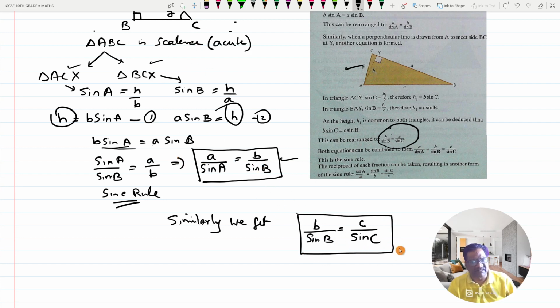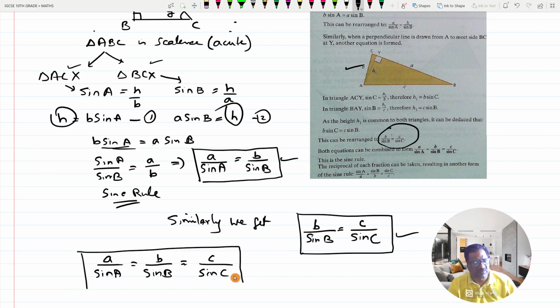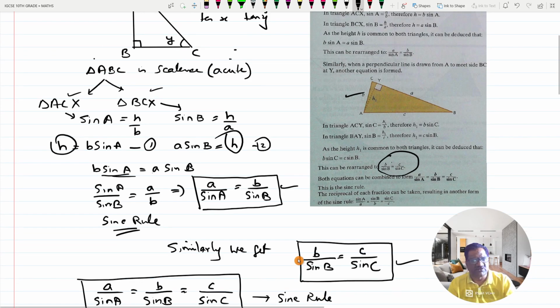Now, if you take these two things together, you can write it as a upon sine A equal to b upon sine B. And because b upon sine B is equal to c upon sine C, you can write that also as c upon sine C. This is known as the sine rule. And can you see this sine rule is applicable to a triangle which is not a right angle triangle.